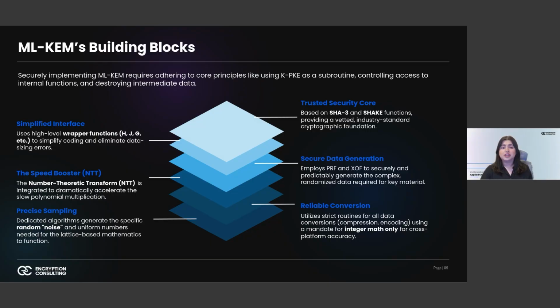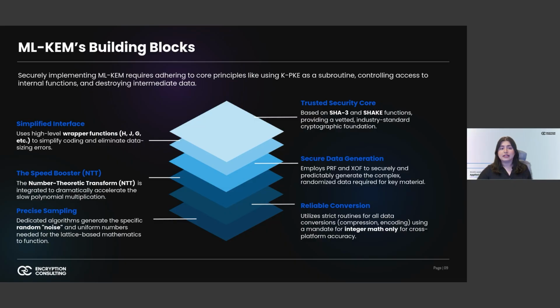Lattice-based security requires the inclusion of carefully controlled mathematical uncertainty, or noise. Dedicated sampling algorithms are used to generate this necessary small, precise error and uniform random numbers. The high degree of precision in this sampling ensures the stability and cryptographic integrity of the lattice system, preventing failure while maintaining security. Finally, we ensure universal compatibility and accuracy.